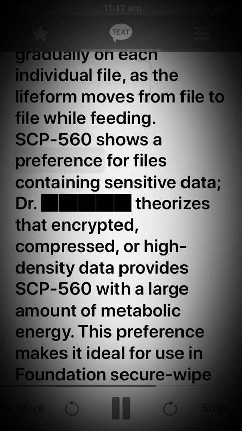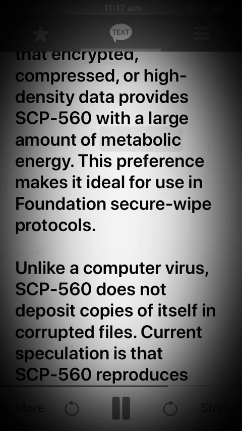SCP-560 shows a preference for files containing sensitive data. DR theorizes that encrypted, compressed, or high-density data provides SCP-560 with a large amount of metabolic energy. This preference makes it ideal for use in Foundation Secure Wipe protocols.